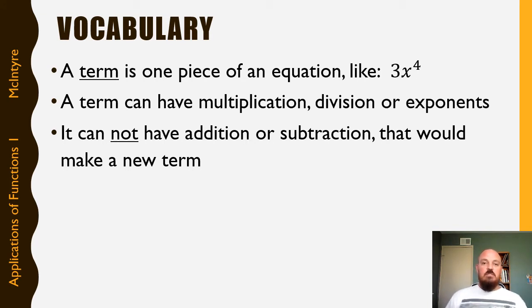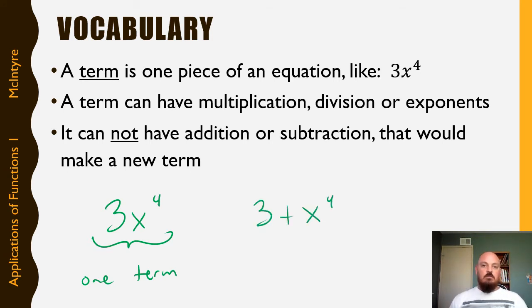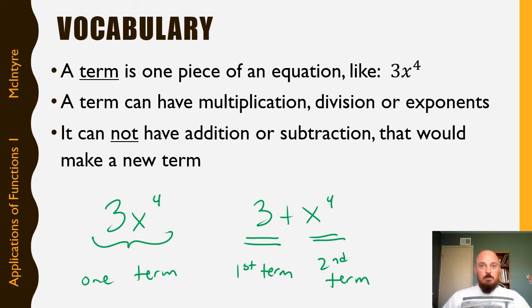two different terms. So for example, like the one I just told you, 3x to the 4th, that's one term. But if I said 3 plus x to the 4th, that's two separate terms. The 3 is the first term, and the x to the 4th is the second term. So addition or subtraction will separate things into different terms, but multiplication won't.